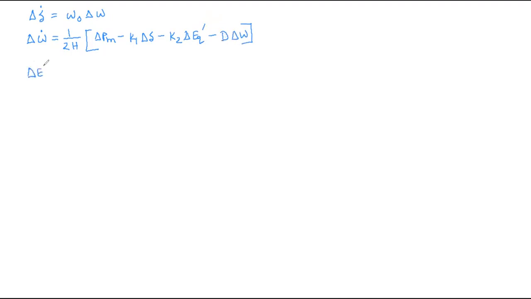The third equation was delta EQ prime dot, and this was delta EFD minus K3 del EQ prime minus K4 del delta. The last equation that we have got is delta EFD dot, and delta EFD dot was equals to what?